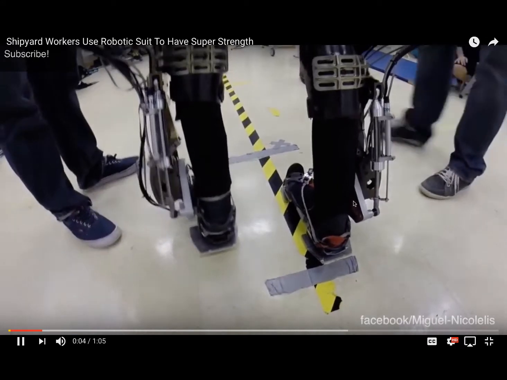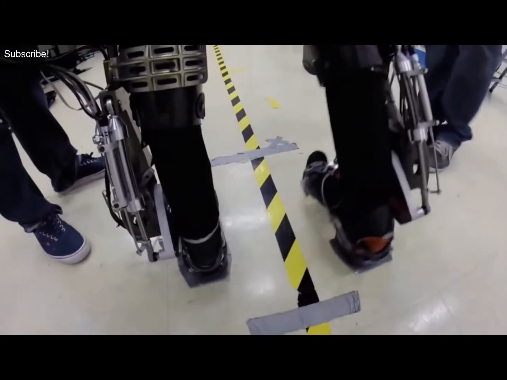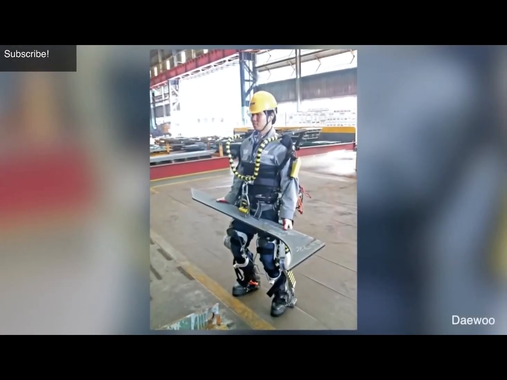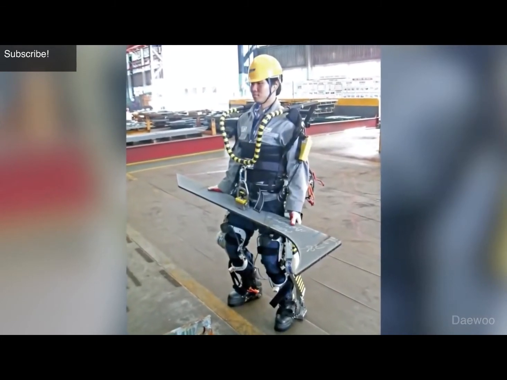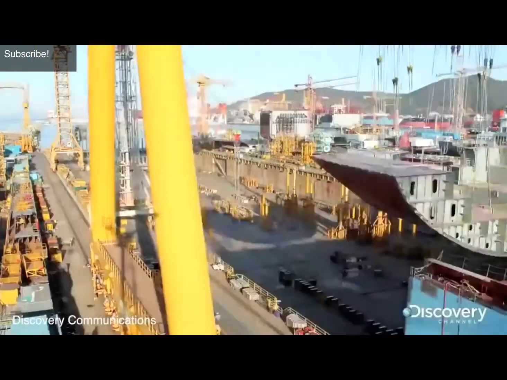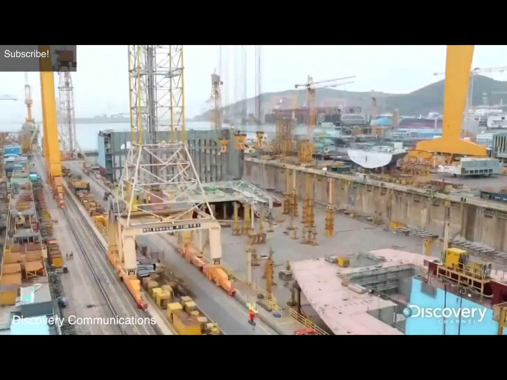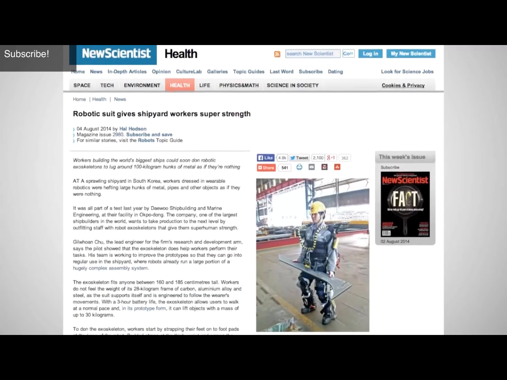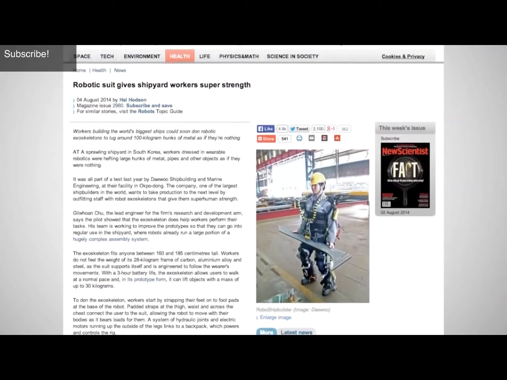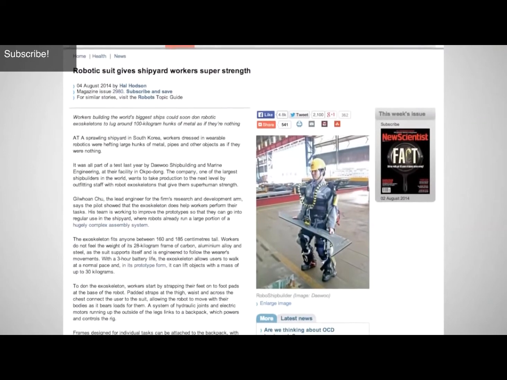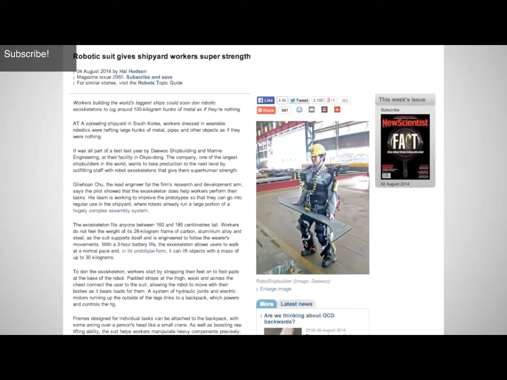Exoskeleton suits aim to revolutionize many aspects of our lives. Workers on a shipyard in South Korea have superhuman strength thanks to a new robotic suit. Daewoo Shipbuilding and Marine Engineering, the company that makes some of the biggest ships in the world, was testing the robotic suits last year. They can reportedly fit people between 63 and 73 inches tall and allow the person wearing it to easily lift a 70-pound piece of metal.